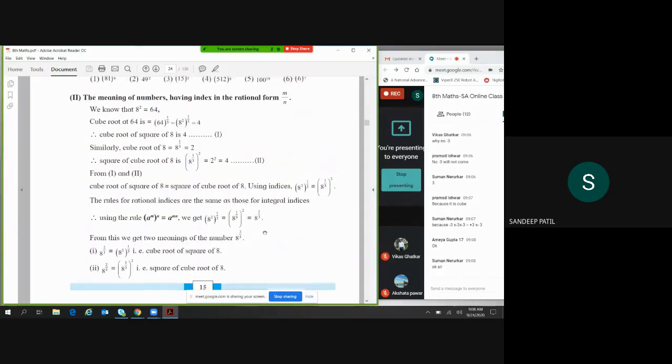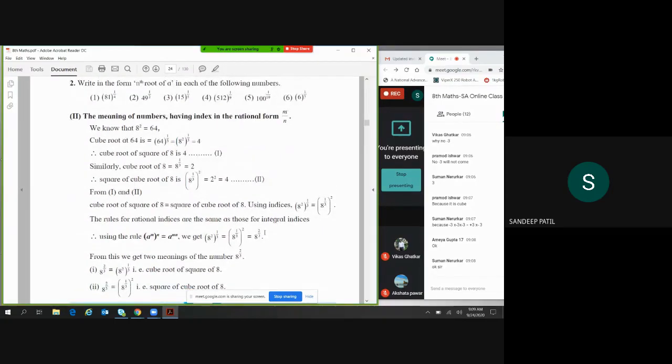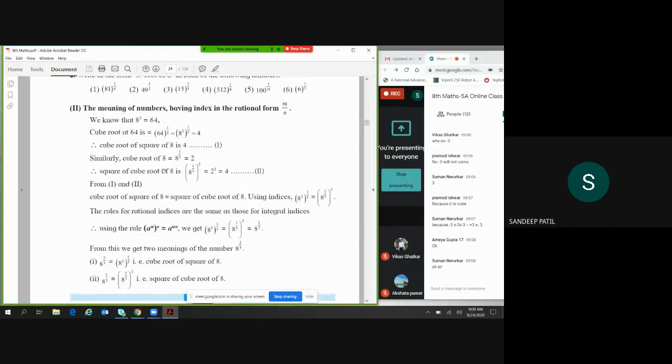Hopefully you understand when you will get the answer negative or positive. So let's see. Here they are mentioning if the index is in the rational form, like m divided by n. Till now we have seen the indices like 1 by n, right? There was no number on the top, the numerator. So let's see what it means. We know that 8 raised to 2 is 64, and cube root of 64 is written like 64 raised to 1 by 3, and that is 4.